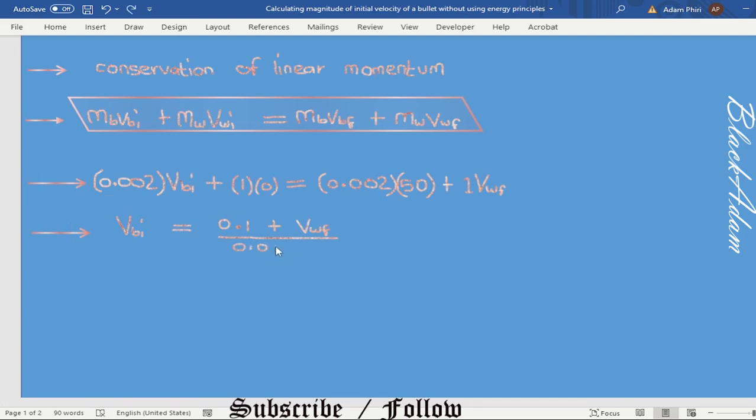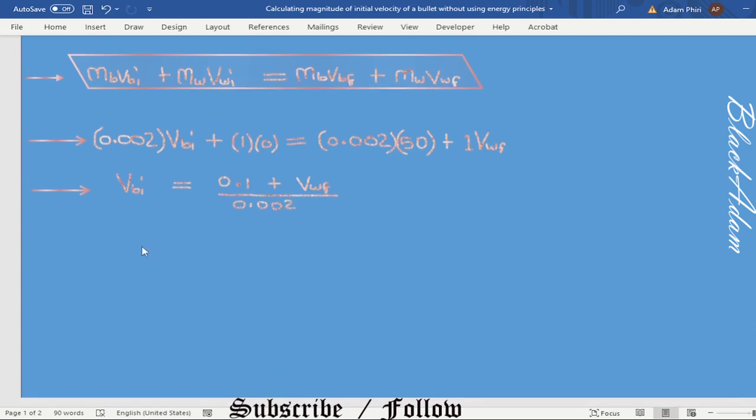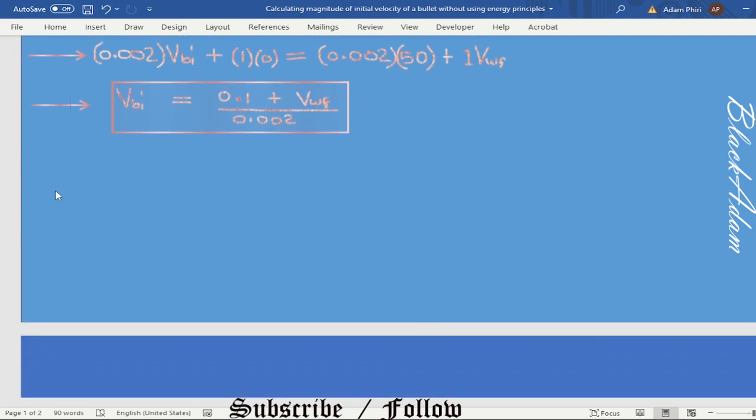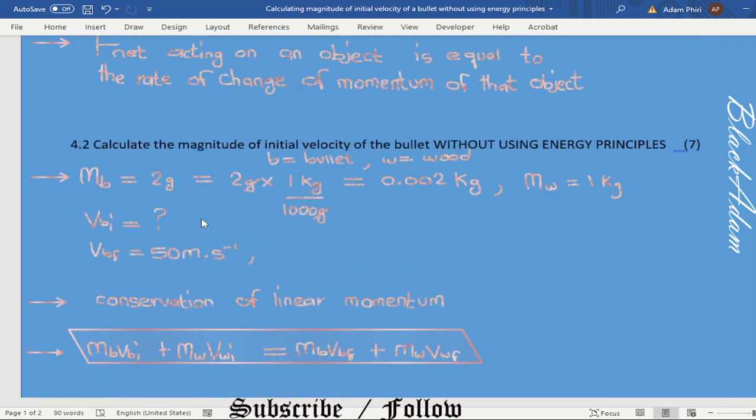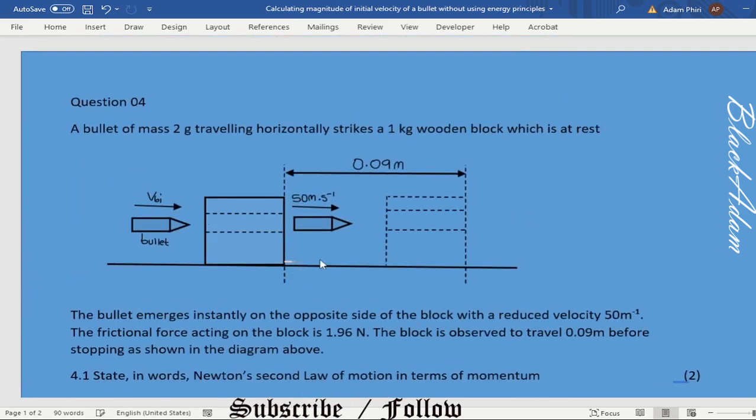So we have two unknowns: the initial velocity of the bullet and the final velocity of the wood. We need to know the other information. What we know is that after the collision, we're only given information about the wood.